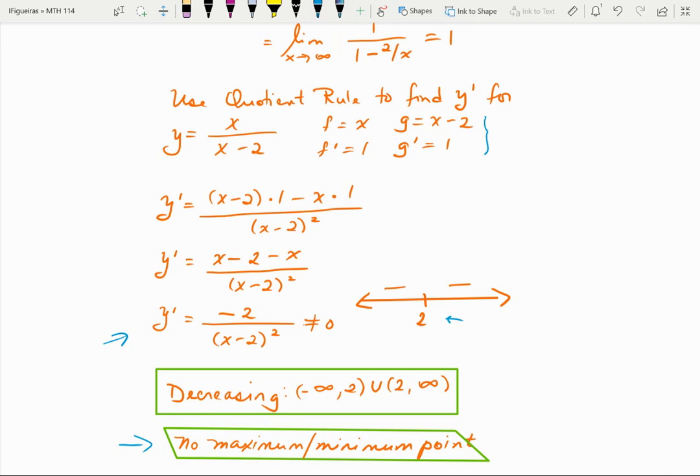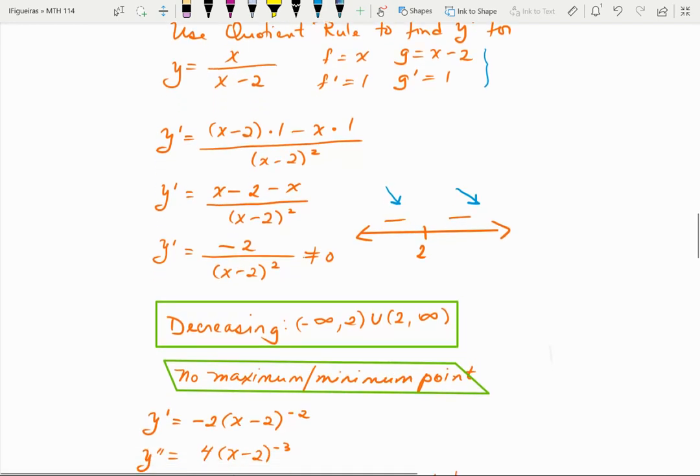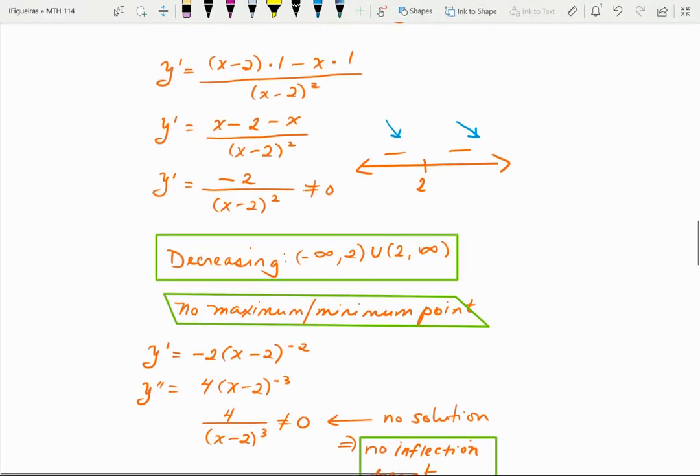All right, so I pick a number less than 2, let's say like 1. If you plug that into y prime, you get a negative result, which means that the graph is decreasing to the left of 2. If I pick something greater than 2, like 3, and plug it into y prime, you still get a negative result, which means it's decreasing to the right of 2, or from 2 to infinity. So your graph is decreasing from negative infinity to 2, and then again from 2 to infinity. But remember, at 2, we have an asymptote. Okay, so all this is going to help us to graph it, but second derivative will help us even more.